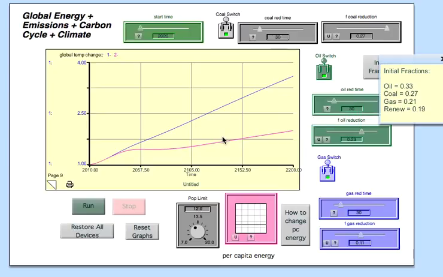And then for the graded version of this, we're going to use those same scenarios, A, B, C, D, but we're going to change the per capita energy graph here. We're going to actually reduce that as time goes on.